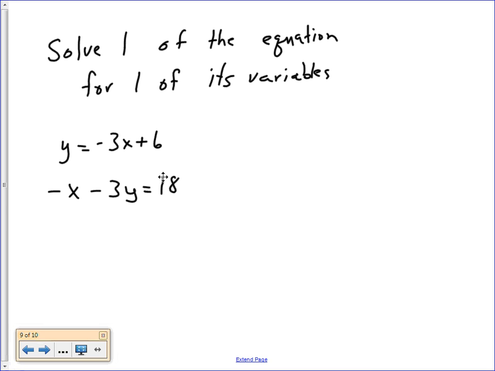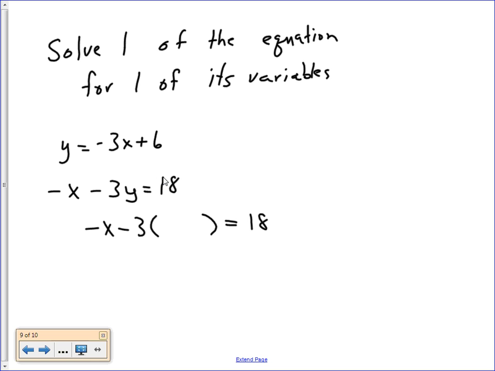So now, because this is the substitution method, what does the idea of substitution tell you you're going to do with that first equation? That's right. Plug it into the other equation. Have you done that yet? When you plug it into the other equation, I end up with negative x minus 3. Right there, I'm supposed to write the letter y, equals 18.